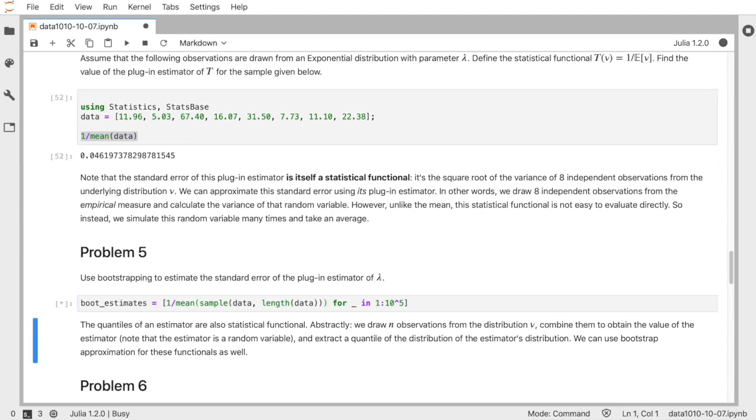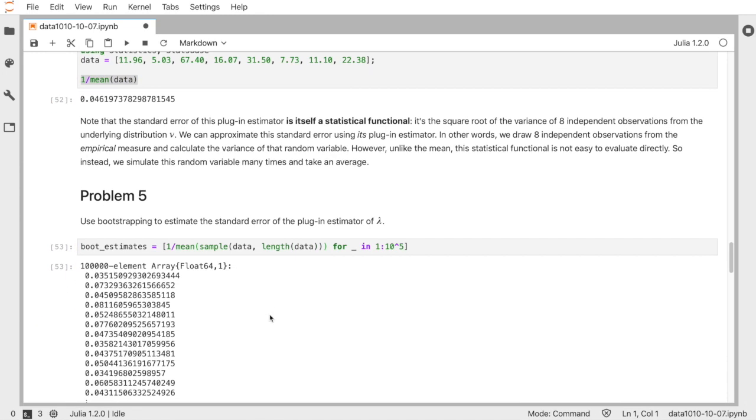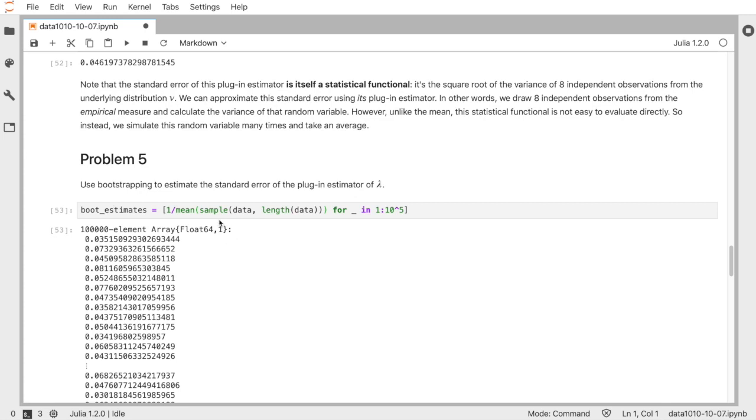So anyway, here are our bootstrap estimates. And notice they're different from each other. So again, we're sampling with replacement here. So we're getting some different observations. So this is just the plug-in estimator for this second statistical functional. So we can ask whatever question we want about this distribution based on the very large number of observations that we can generate from it.